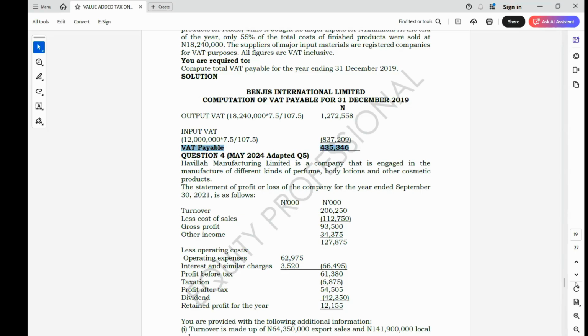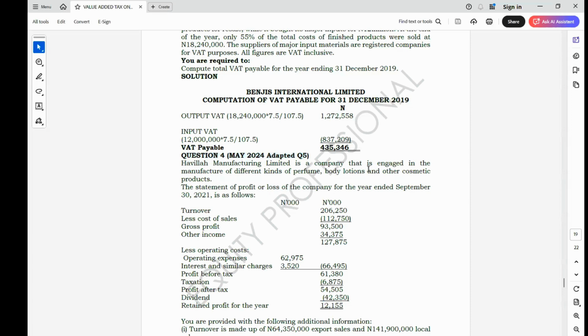Which inventory are you adding now? That is what I want to know. Opening inventory, and you less closing inventory. So this question happened to be a May 2024 question. It's adapted from May 2024, but it was redefined a little bit. So we added one or two pieces of information.